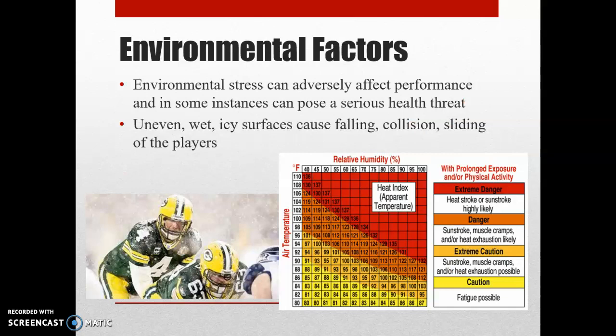Environmental factors can also cause a huge amount of stress on an athlete and be very dangerous. So here in California, we usually have the heat index that we use. We don't have a lot of issues with the cold in Northern California, but we do see a lot of issues from the heat. So environmental stresses are going to adversely affect the performance of the athlete, and sometimes it can pose very serious health issues. And then uneven, wet, or icy surfaces will cause extra falling, sliding, collision, all of that, which can lead to injury.